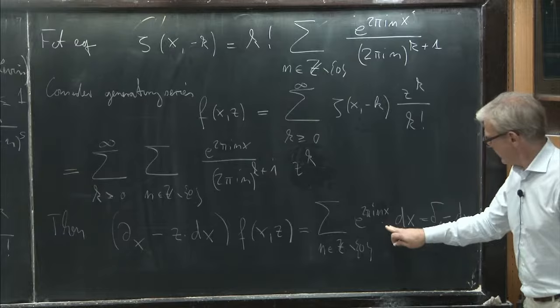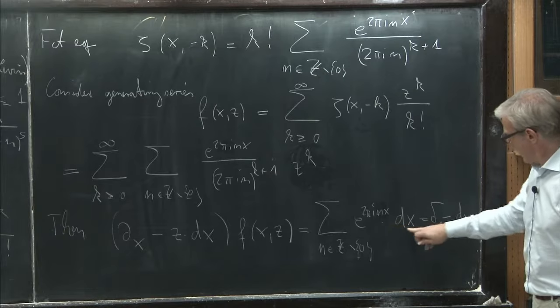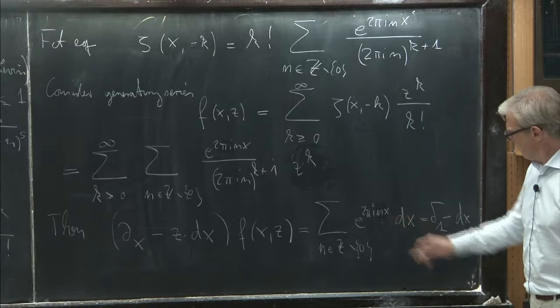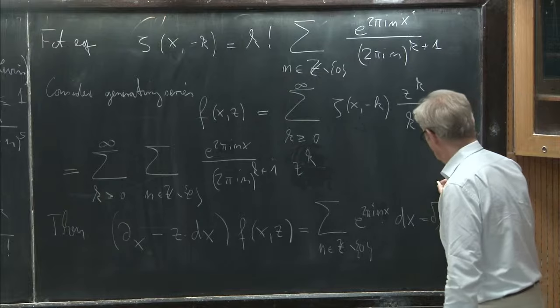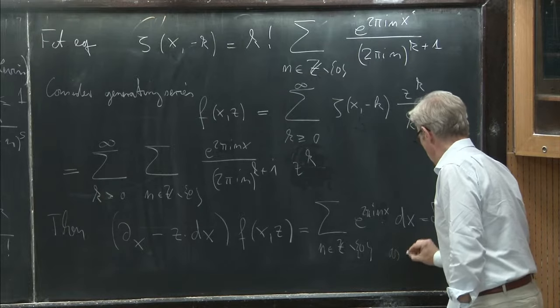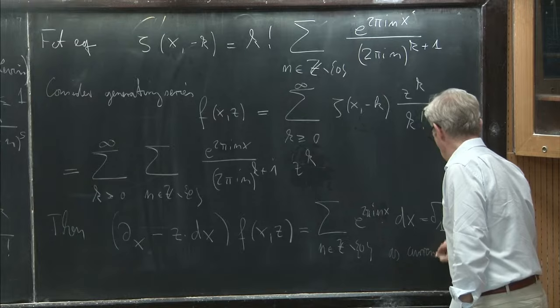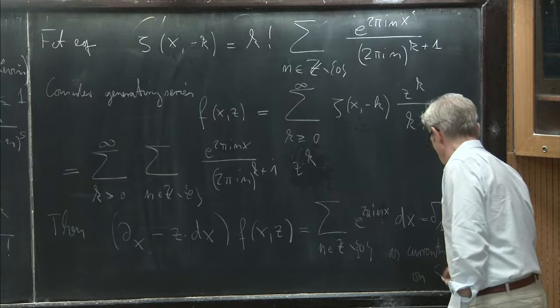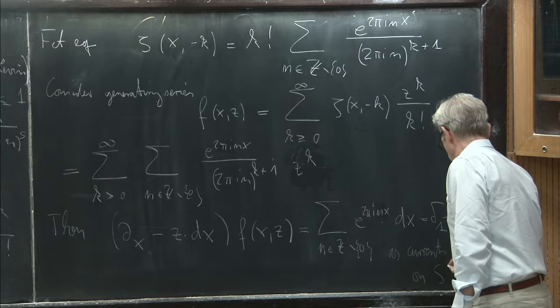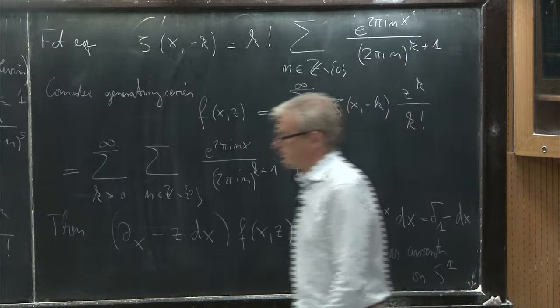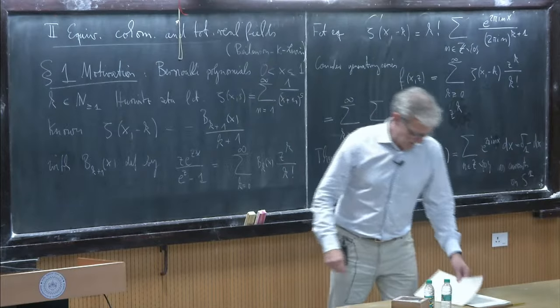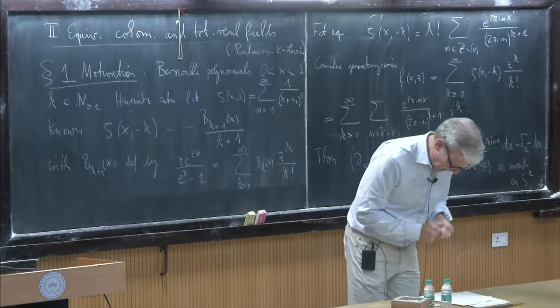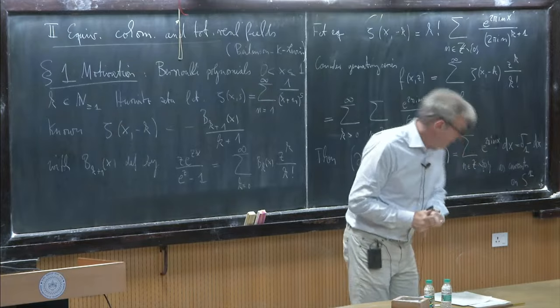So I consider this now as differential forms with distribution coefficients, which are called currents, as currents on the circle. That's maybe a quite unusual point of view.